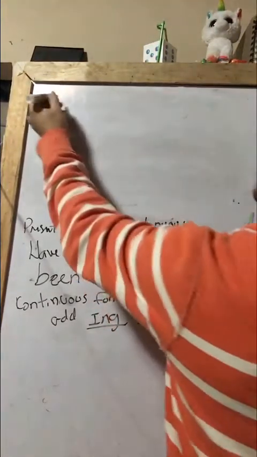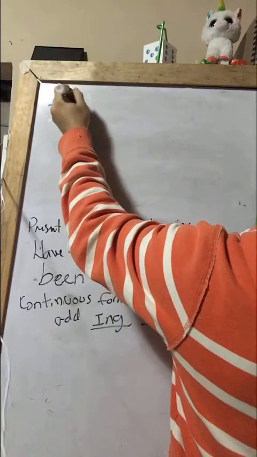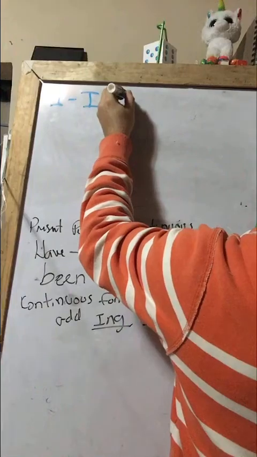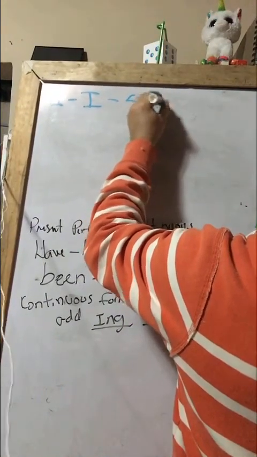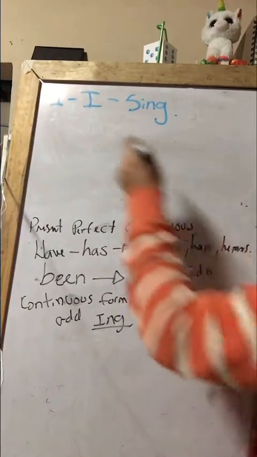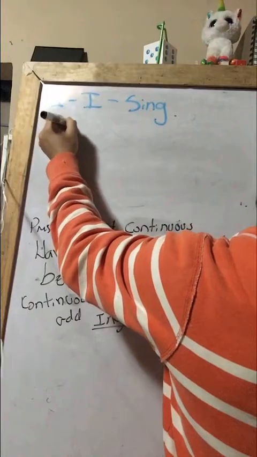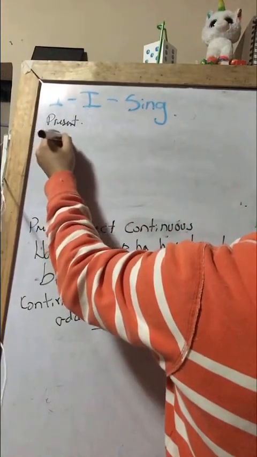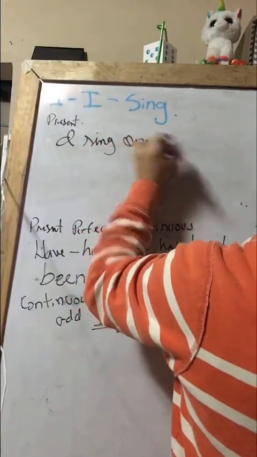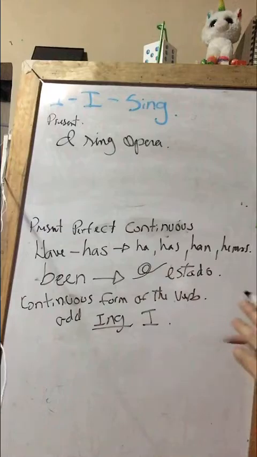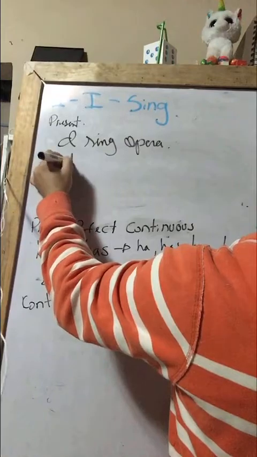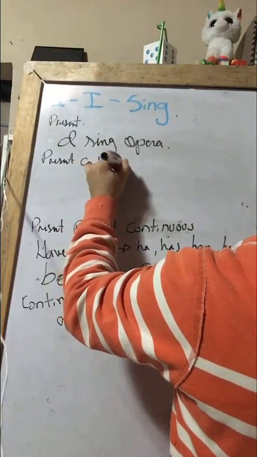So for example, if I tell you to make a sentence with the pronoun, obviously we always start with I, and sing, okay? And if I tell you, we always are going to start with the present, okay? In this case, let's just start with the present, and then you write I sing opera, okay? And then the next one would be present continuous because we are using this part. Present continuous, okay?